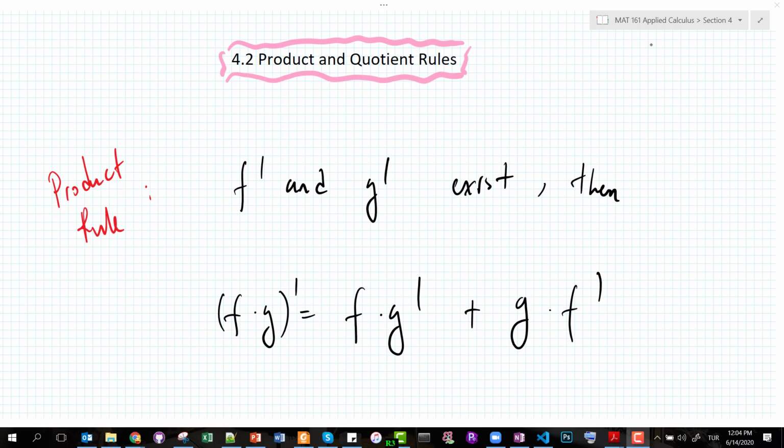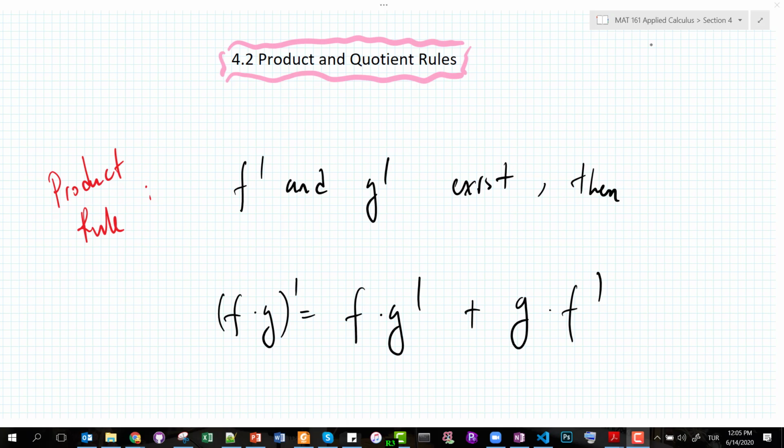We will not always be given the functions. We can just use the rules we have learned before. Sometimes we will be given the multiplication or the quotient form of the functions for the real-world application. That's why we need to use a different type of rules. If you remember the rules we have learned in the previous section, they don't include such a rule.